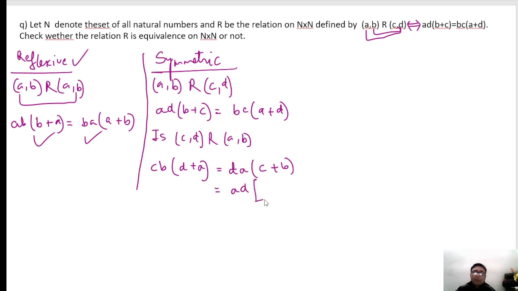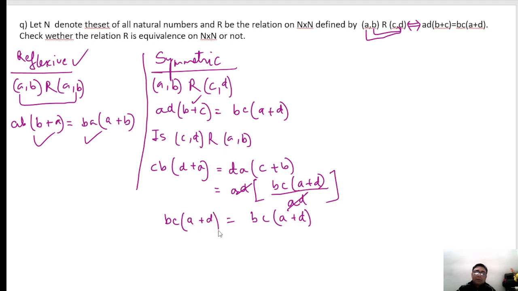AD. In place of C plus B, from here, what can I write? I can write BC by A plus D by AD. Correct? It cuts, which is BC A plus D, and this side is also same thing, BC A plus D. So symmetric is valid. Correct? Symmetric is valid.